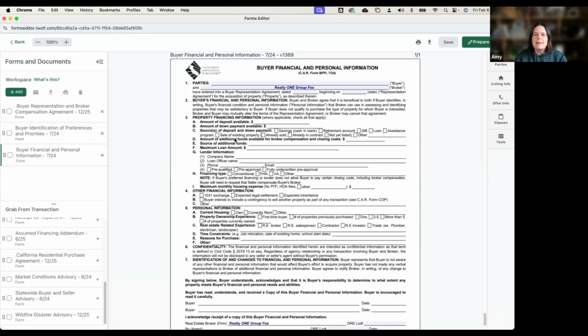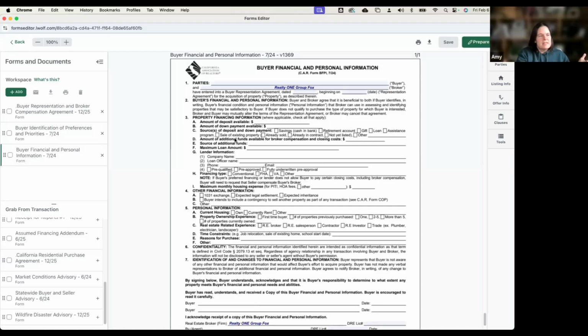You know where they're looking to buy. You should know what the average deposit is in those areas. It varies depending on what area you're writing offers in or what areas they're looking for. You could say, hey, the average deposit is 1% in Solano County. To be competitive, you might want to make it more.